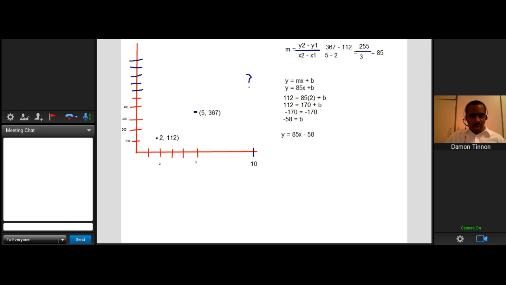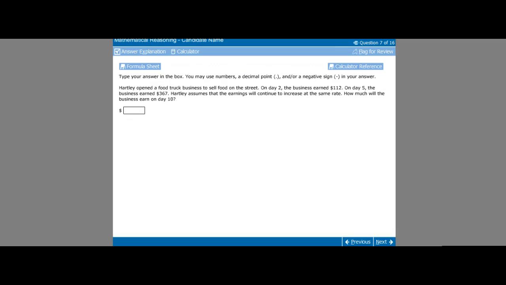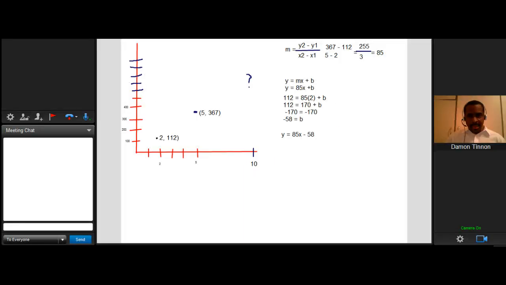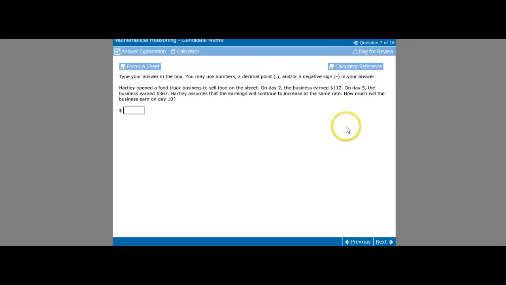Well, we have to go back to our question, because we've done a lot of work here. The question is asking us, how much will the business earn on day 10? So day 10 is what we need to figure out. When I mentioned earlier that this x value represents the input, that's our input. So when we put in 10 here for this x times that constant change of 85, and minus that initial value, or the point where it initially crossed the y-axis, then we're going to find out the output y, or the answer to our question, how much will the business earn on day 10.